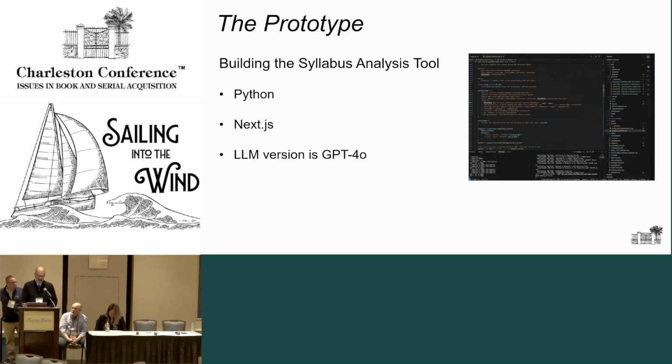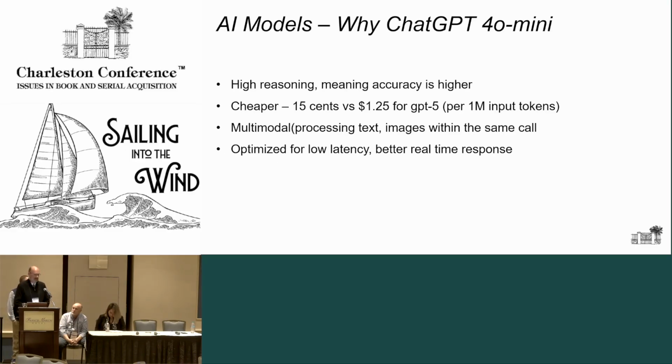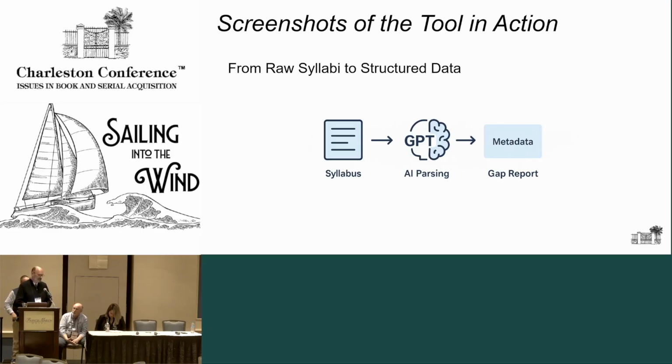So we built our prototype with Python, Next.js, and GPT-4. We went with GPT-4 because the high reasoning LLM means our accuracy can be higher. It's cheaper, at 15 cents per 1 million input tokens versus $1.25 for a million tokens. It's multimodal; we wanted to be able to grab PDFs and maybe even other formats that might be mandated. And we wanted it optimized for low latency because we were building an interactive system, not a batch system.